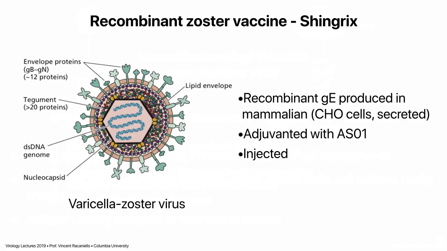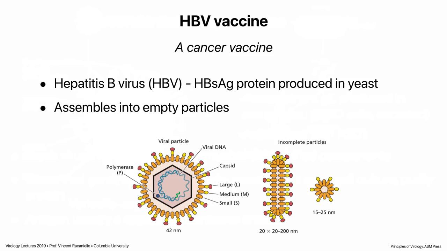And you cannot get this vaccine. If you go to the pharmacy, you have to put your name on a waiting list because it's so good. It's almost 100% protective in the populations in which it was tested. The previous version is not as good. And so people are lining up to get this. So that's an example of a single protein vaccine.